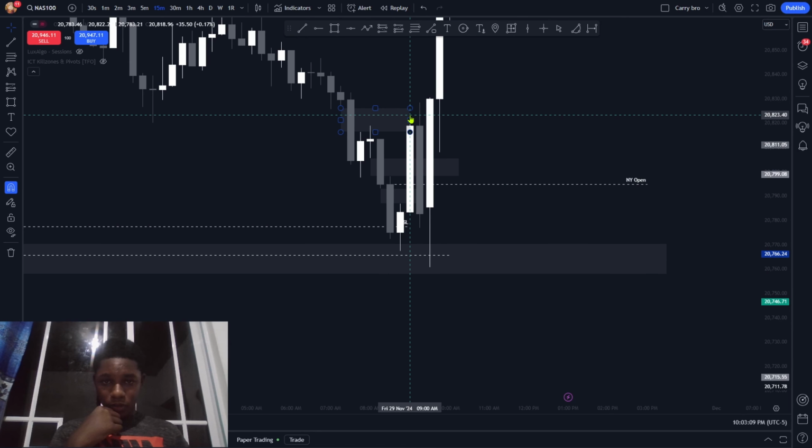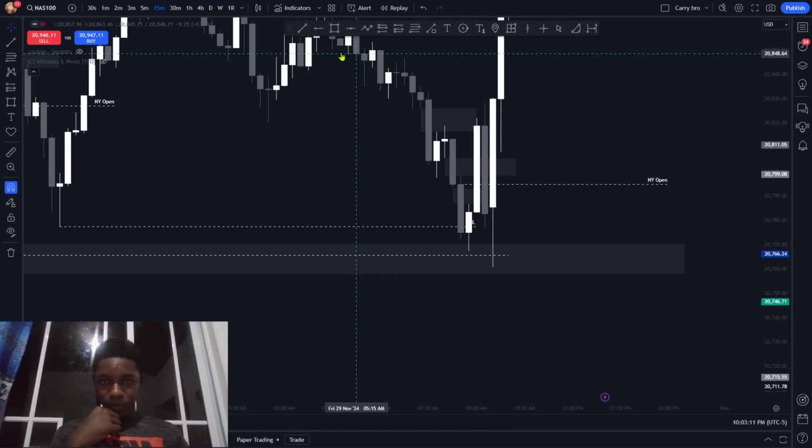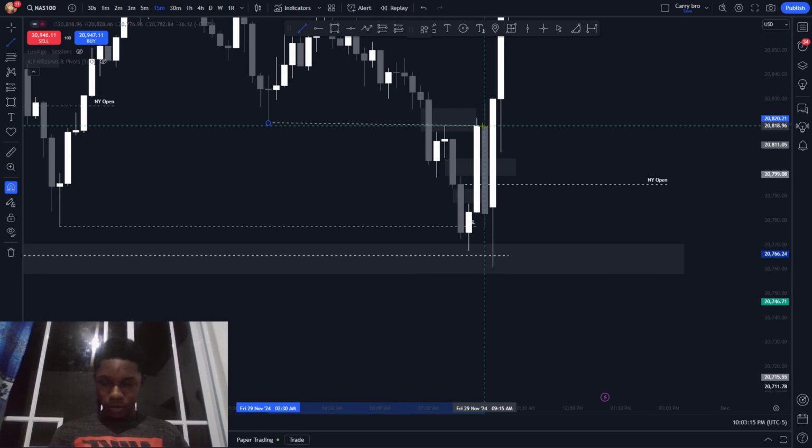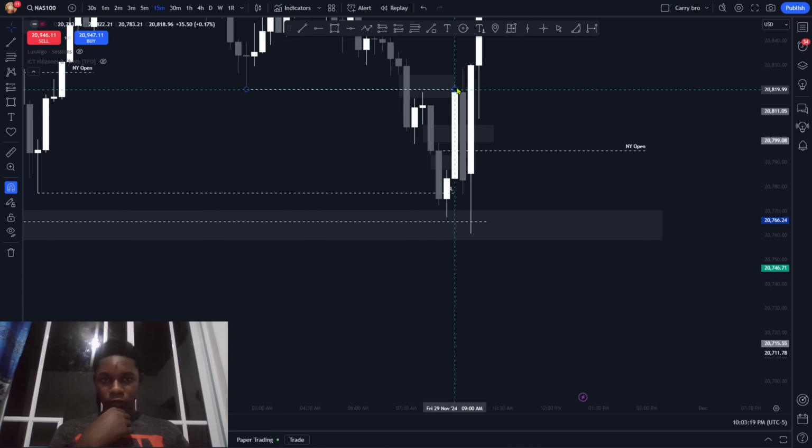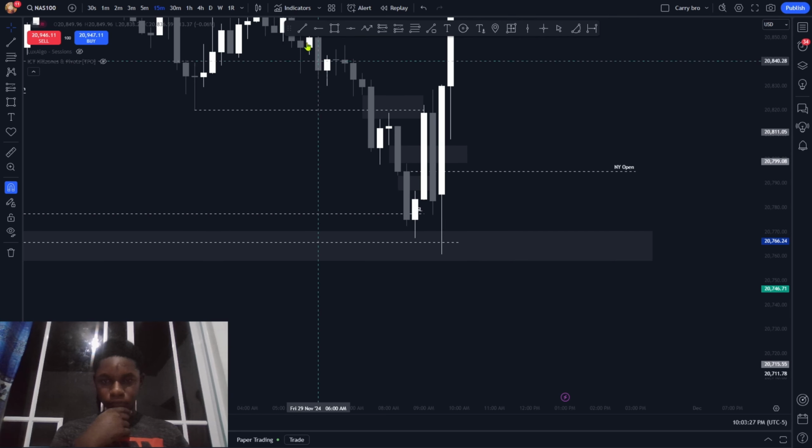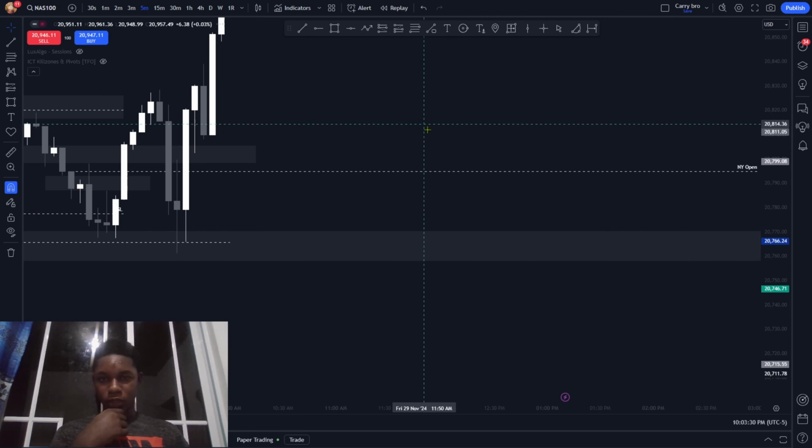So even though we came up into this fair value gap, reacting off of this breaker right here, reacted off of that, came up, and we traded lower. Let's get down to see what happened there.